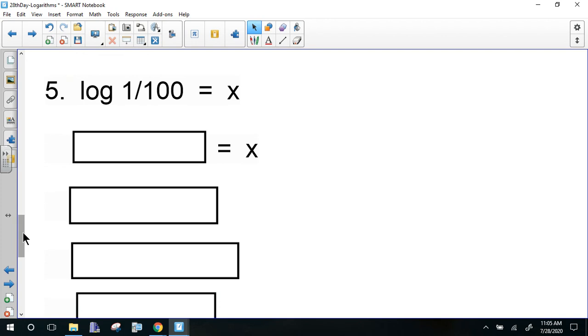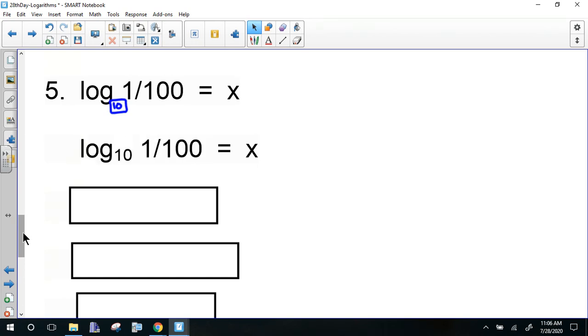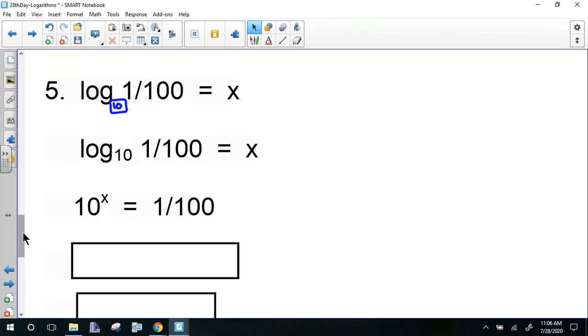What do you notice different about this one? Well, this one, they don't list a base. Anytime you see a log with no base, it's understood to be base 10. That's our natural counting system base. It's based on tens. So if I write it in exponential form, I'm going to get 10 to the x equals 1 over 100.